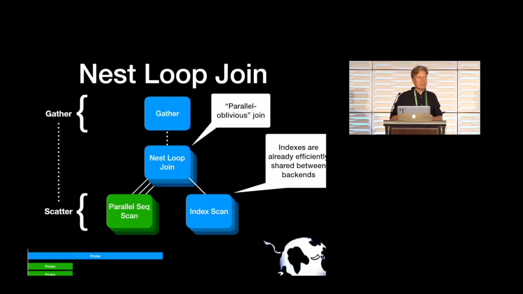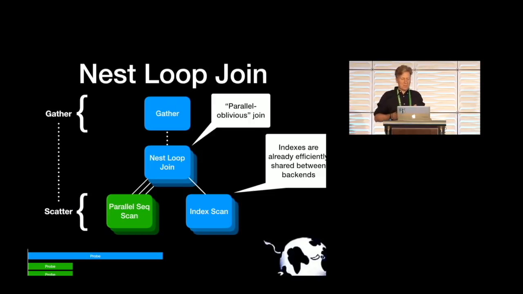So there are 3 join algorithms or join strategies used by Postgres. There's nested loop joins, hash joins, and merge joins. I'll talk about each of those 3 different join strategies and how they play into parallel queries. So a nested loop join, I've shown the nested loop join node in blue. It's parallel oblivious. It doesn't know that it's only receiving a partial set of tuples from the parallel sequential scan on the outer side, which is on the left there.